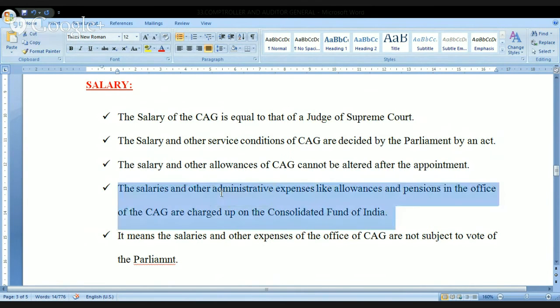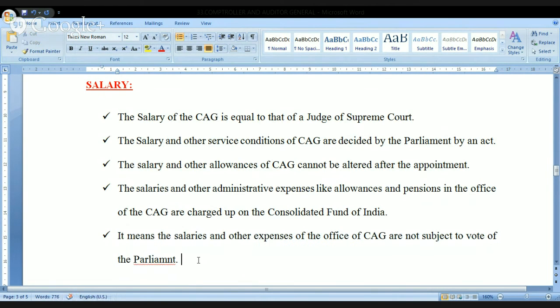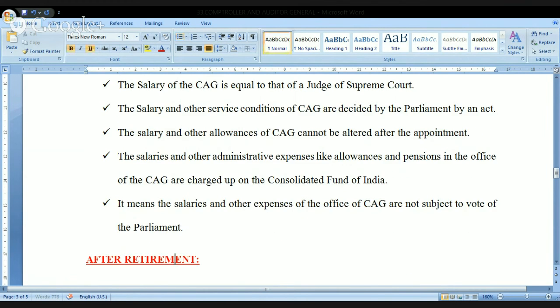And the salaries and other administrative expenses, like allowances and pensions, in the office of the CAG are charged upon the Consolidated Fund of India. What is the meaning of the word charge? That I will explain to you when we come to the concept of the budget. Okay. Now, look at this. It means the salaries and other expenses of the office of the CAG are not subject to vote of the Parliament. Meaning, charged is nothing but that when it comes to the discussion of their salaries and expenses, the discussion can take place in the Parliament, but you cannot vote on them.